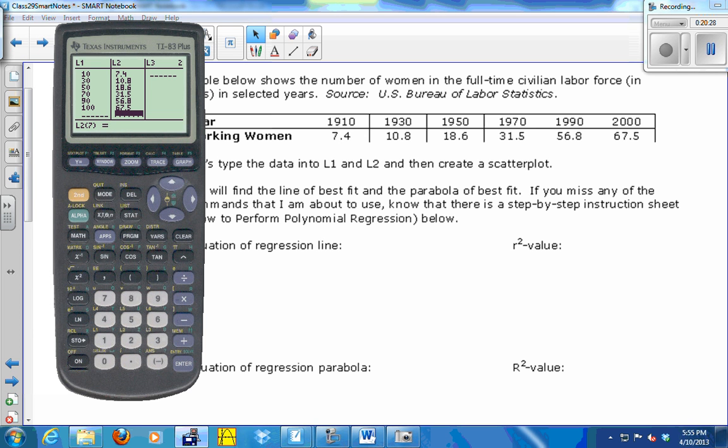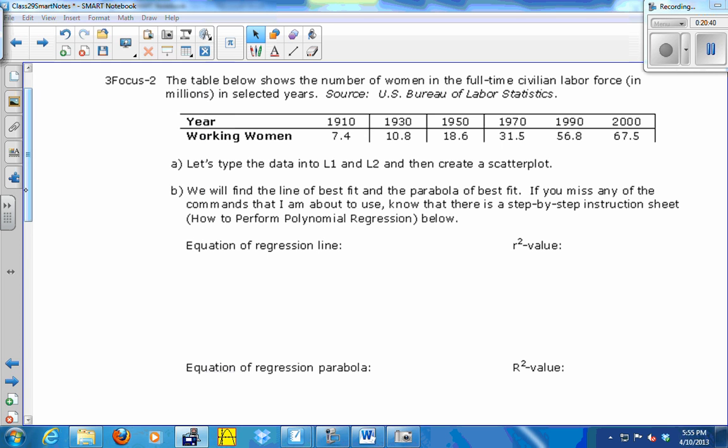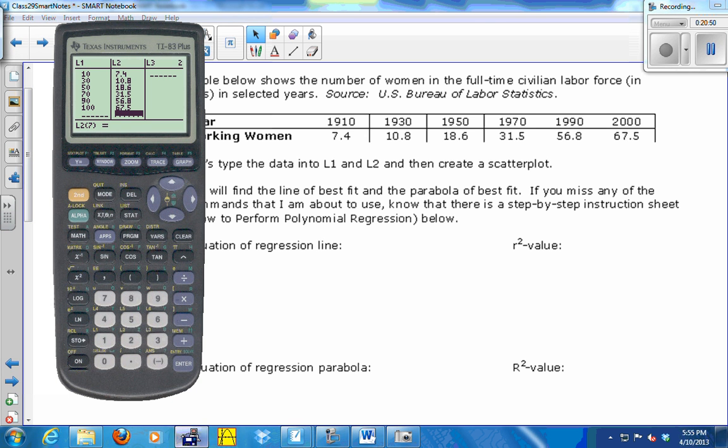So one quick little check you can do to see if you made any typos is to make sure your two lists are the same length. Just a quick double check before you move on. All right, so now what I'd like to do is find the line of best fit and a parabola of best fit. So first, let's just look at the data. We're just going to look at the scatter plot.